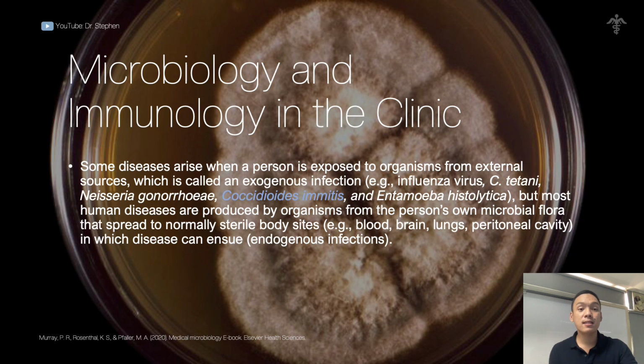Most human diseases are produced by organisms from the person's own microbial flora that spread to normally sterile sites, for instance your blood, brain, lungs, and peritoneal cavity, in which disease can ensue, and we refer to them as endogenous infections. Relatively few organisms are classified as always pathogenic, for instance rabies virus, Bacillus anthracis, Shigella, and Sporothrix.